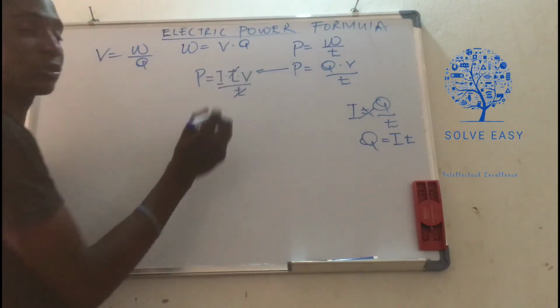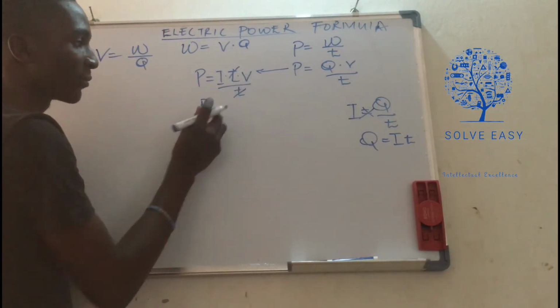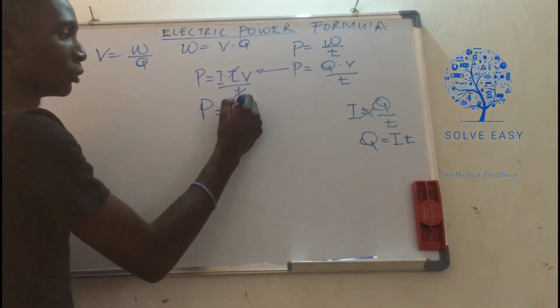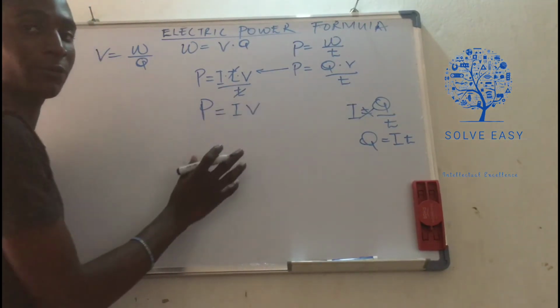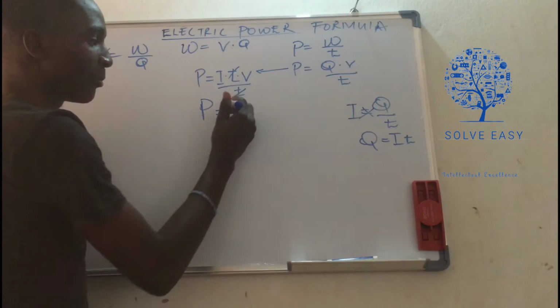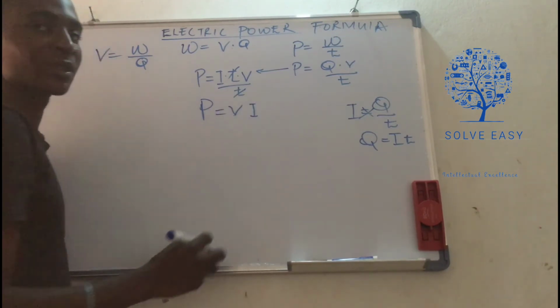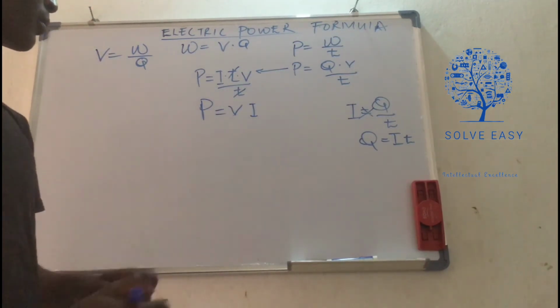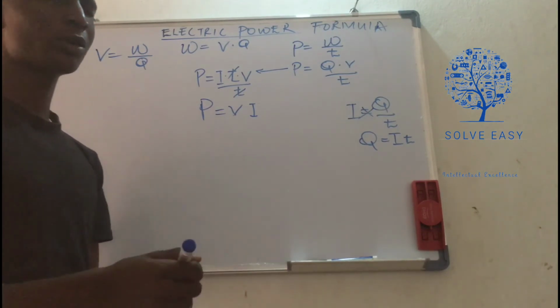Now this T, we cancel this T. I'm left with power. This is our electric power, equals I times V, or in order of magnitude, V times I. Now the last variable we'll be using here is Ohm's law.